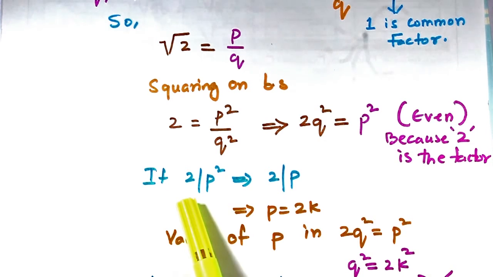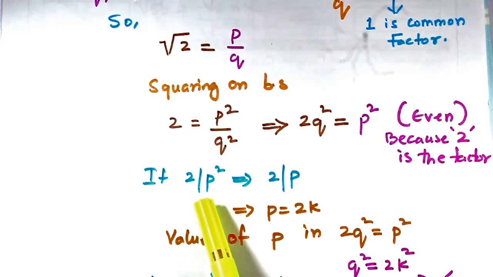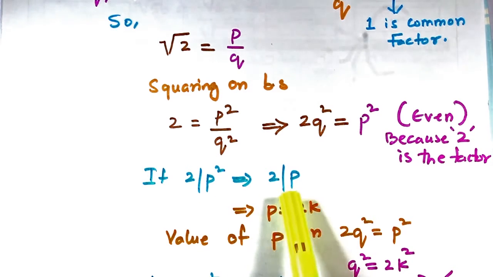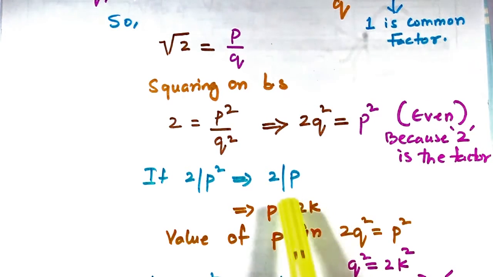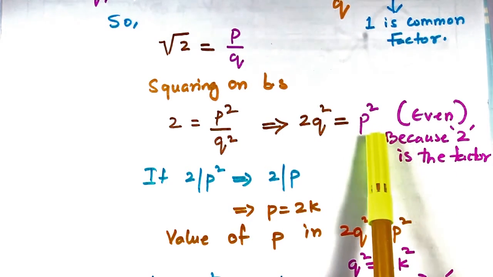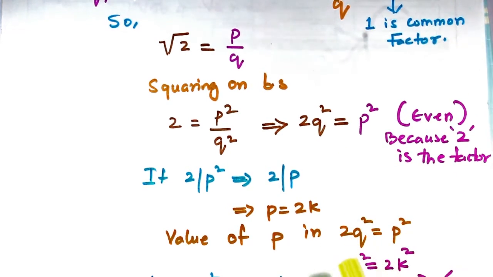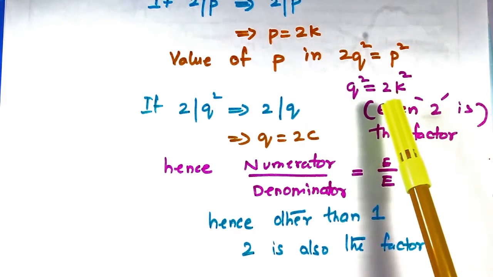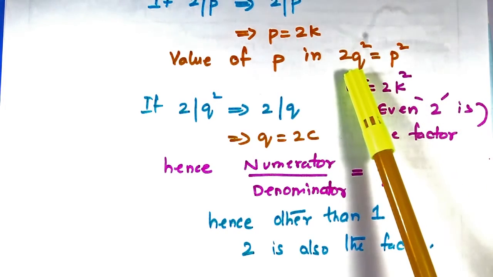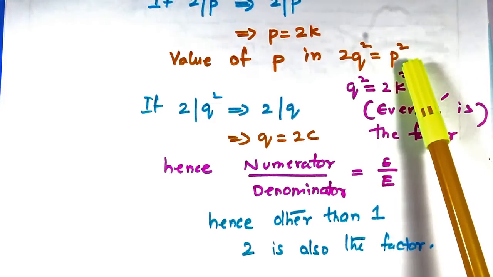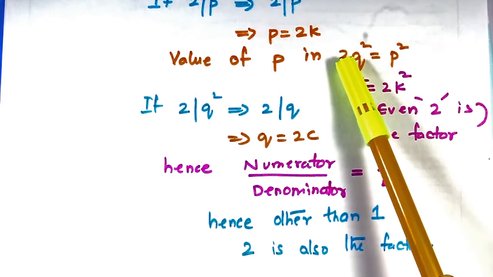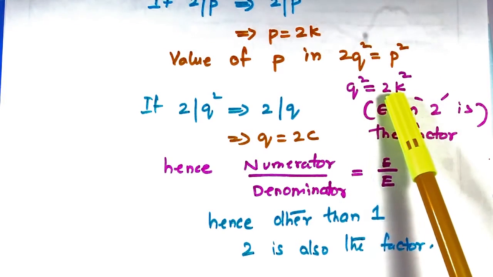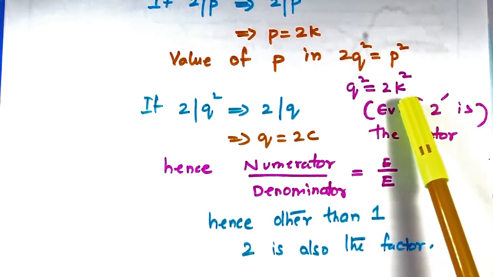2 is a prime number, right? So we have seen earlier that this scenario is only applicable for prime numbers. So we can go even further. That is, p could be equal to 2 into k. All right. So we are substituting p is equal to 2k back in this equation. That is, we are getting 2q square is equal to 2k whole square. That will give me 4k square. This 2 and that 4 will get cancelled out. We are going to be left with 2 over here. That is, q square is equal to 2k square.